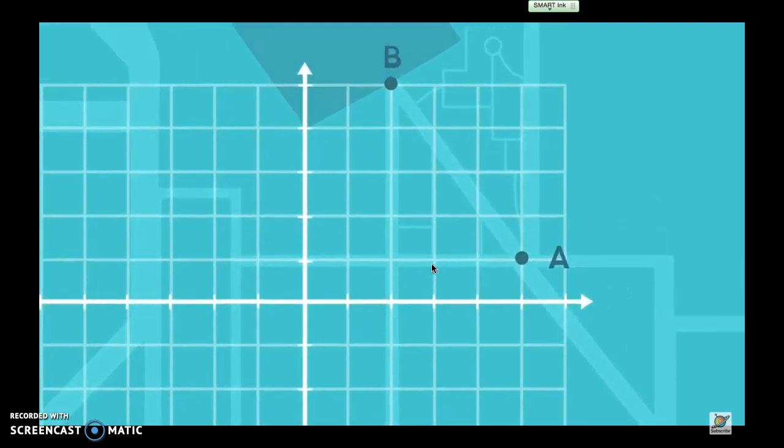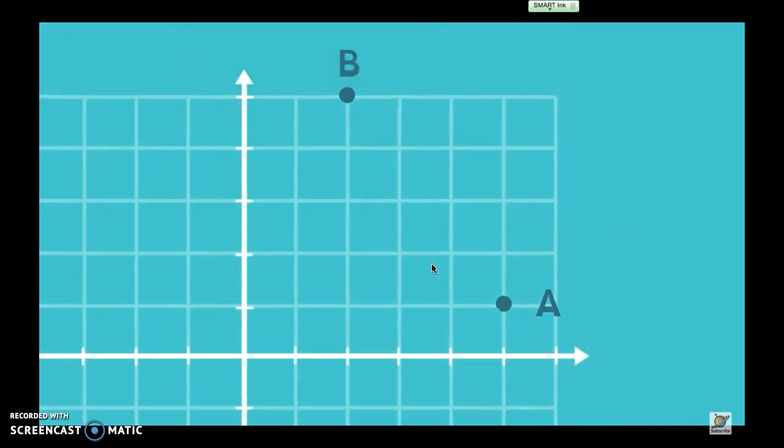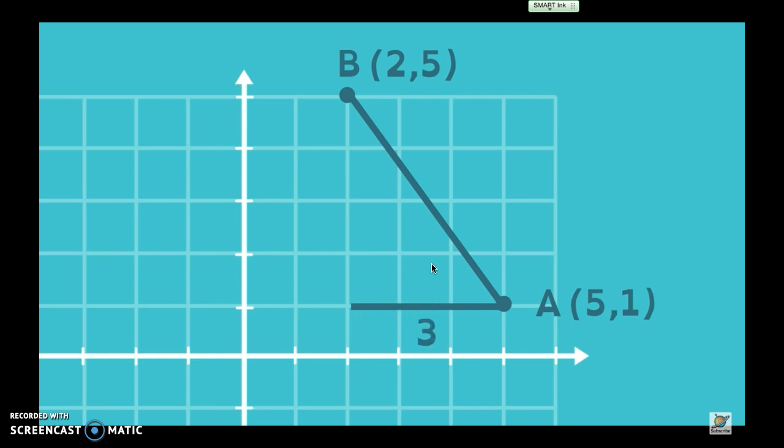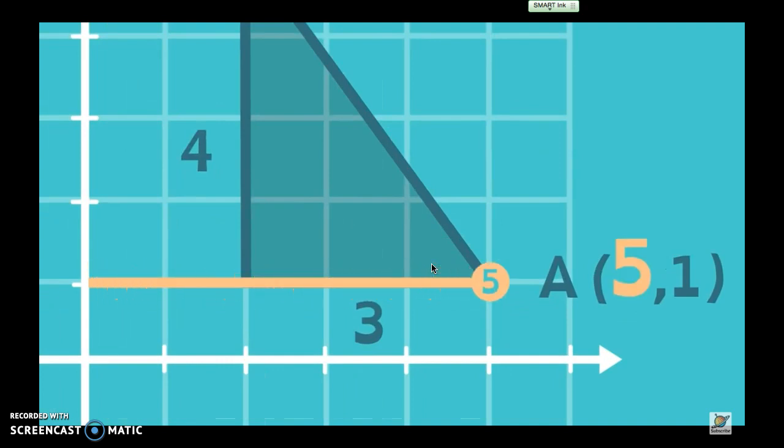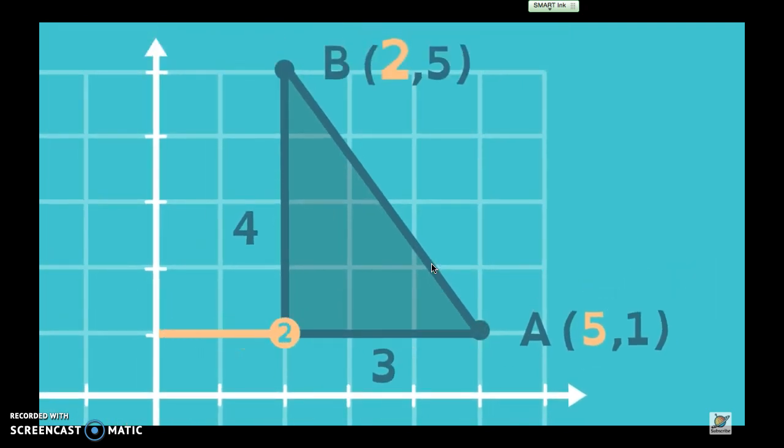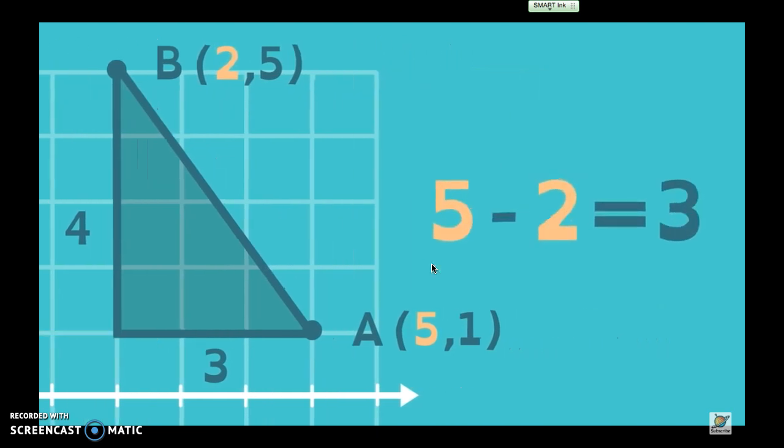Lucy's house and the park can be points on the plane. One at 5, 1, and the other at 2, 5. To find the distance between A and B using the Pythagorean theorem, she needs a right triangle. One way to make one is to go 3 spaces left and 4 spaces up. For the horizontal leg, take the x distance of A and subtract the x distance of B. This is equivalent to subtracting the x coordinates of A and B.